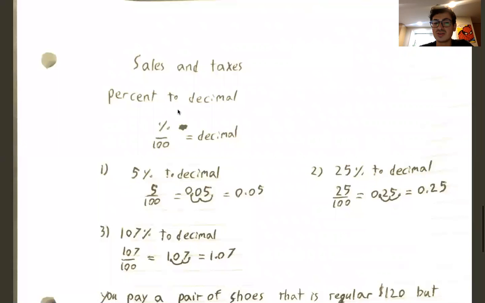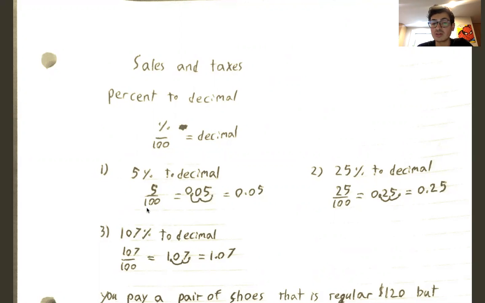Converting your percent to decimal. So your percent divided by 100 is going to be the decimal form of that percent. Whenever we're multiplying with percents, we want to convert it to the decimal form. So if we have 5%, we're going to divide by 100. And when you're dividing by any factor of 10, so 10, 100, 1,000, you just want to move the decimal place over to the left as many times as zeros you have.